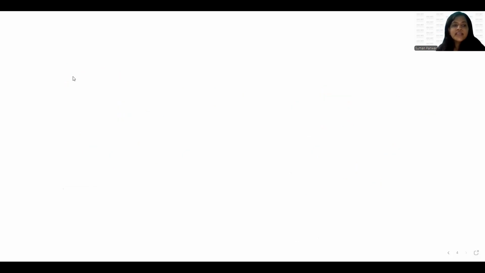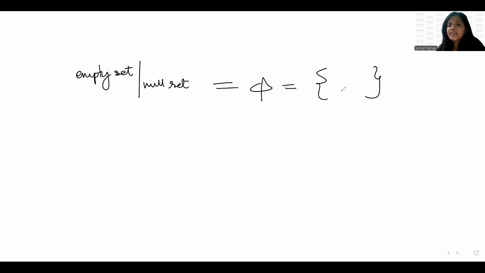Now, what is an empty set? What is an empty set or a null set? It is denoted as this or curly brackets without anything. That means a set containing no elements. That is what is called an empty set or a null set.